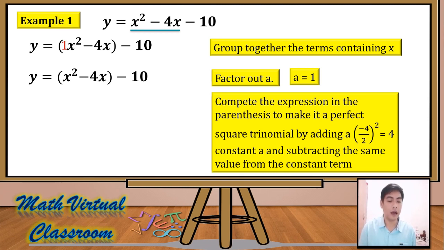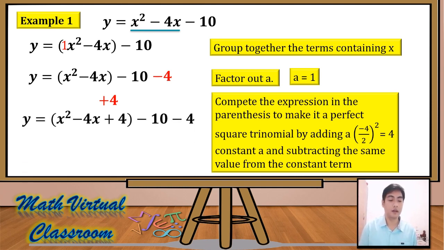We are going to add a constant term. And that would be the quotient of 4 divided by 2, raised to 2. So that would become 4. So we are going to add 4 on the parenthesis and subtract on the constant term. Always remember that. You are going to add on the parenthesis and subtract on the constant term. So the resulting function now is y equals quantity x squared minus 4x plus 4, minus 10 minus 4.